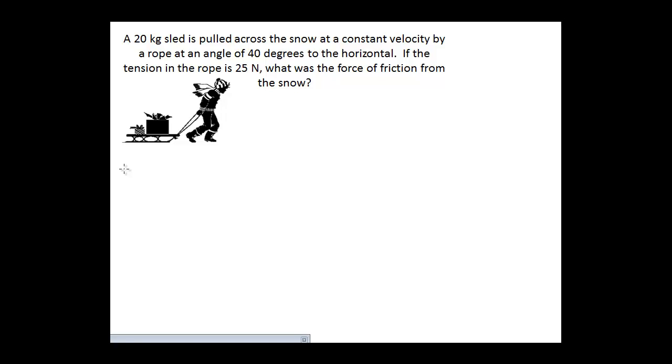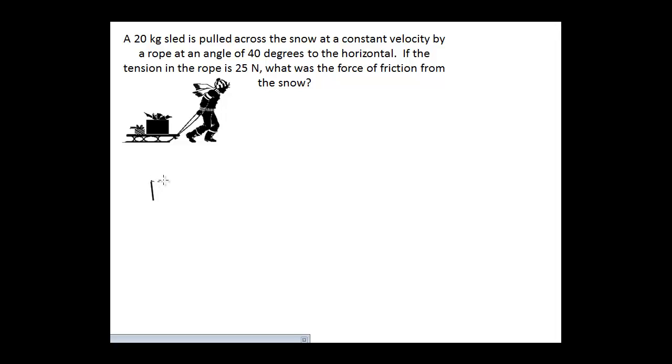This problem involving the sled would be considered a pretty straightforward problem. You notice we have one diagonal force, so in this problem we'll show you how to handle that. It will follow the same pattern we follow with all our force problems. So the first thing we'll do is create a free body diagram.